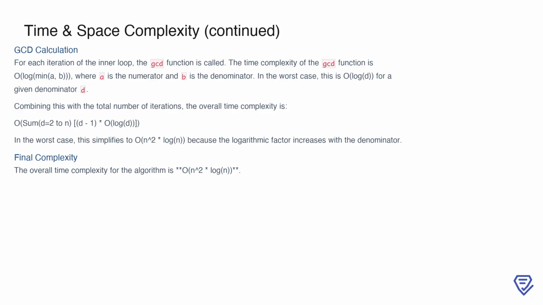Specifically, this is expressed as the sum of (d-1) multiplied by O(log d) for all denominators from 2 to n. In the worst case, this simplifies to O(n squared * log n), as the logarithmic factor increases with the denominator. Thus, the overall time complexity of the algorithm is O(n squared * log n).